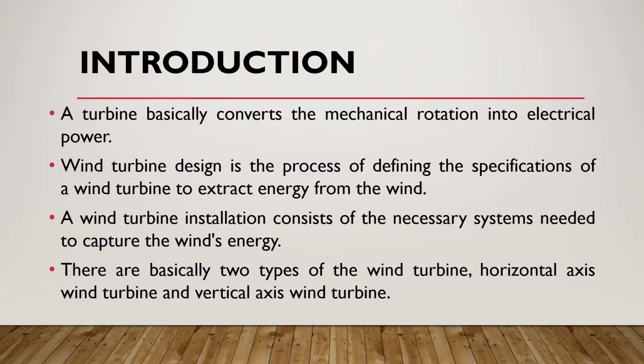A turbine basically converts mechanical rotation into electrical power. Wind turbine design is the process of defining the specifications of a wind turbine to extract energy from the wind. A wind turbine installation consists of the necessary systems needed to capture the wind's energy. There are basically two types of wind turbine: horizontal axis wind turbine and vertical axis wind turbine.